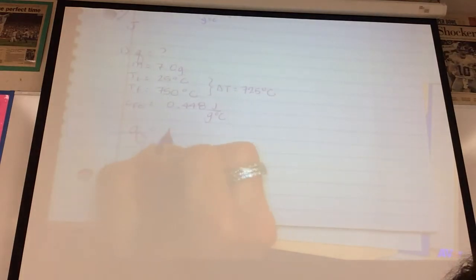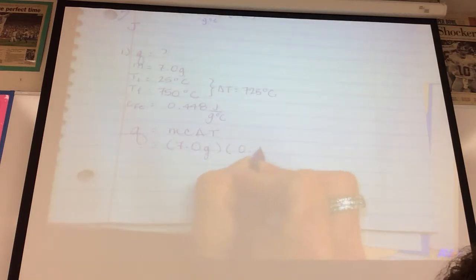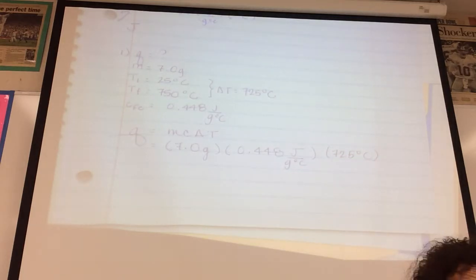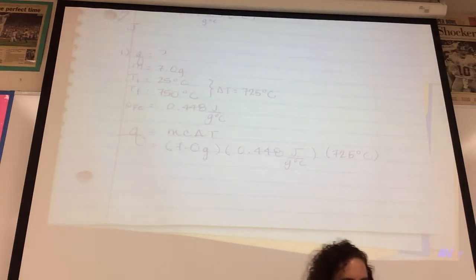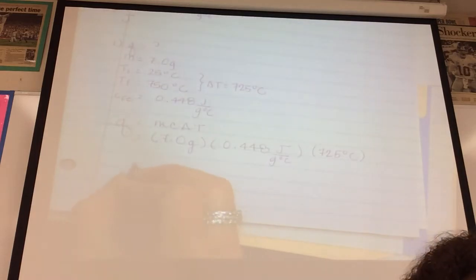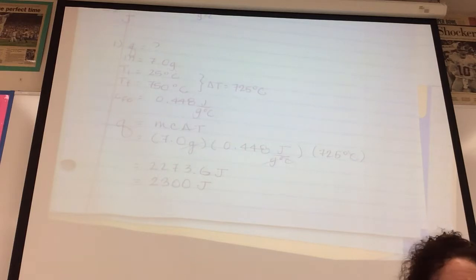So Q is equal to MC delta T. We've got 7 grams. We've got 0.448 joules over gram degrees Celsius. And we've got 725 degrees Celsius. So we have 7 times 0.448 times 725. And keep track of the sig figs. This is what pops out of the calculator. Again, grams cancel, degrees Celsius cancel. 2 sig figs here, so 2,300 joules, or 2.3 times 10 to the third joules.